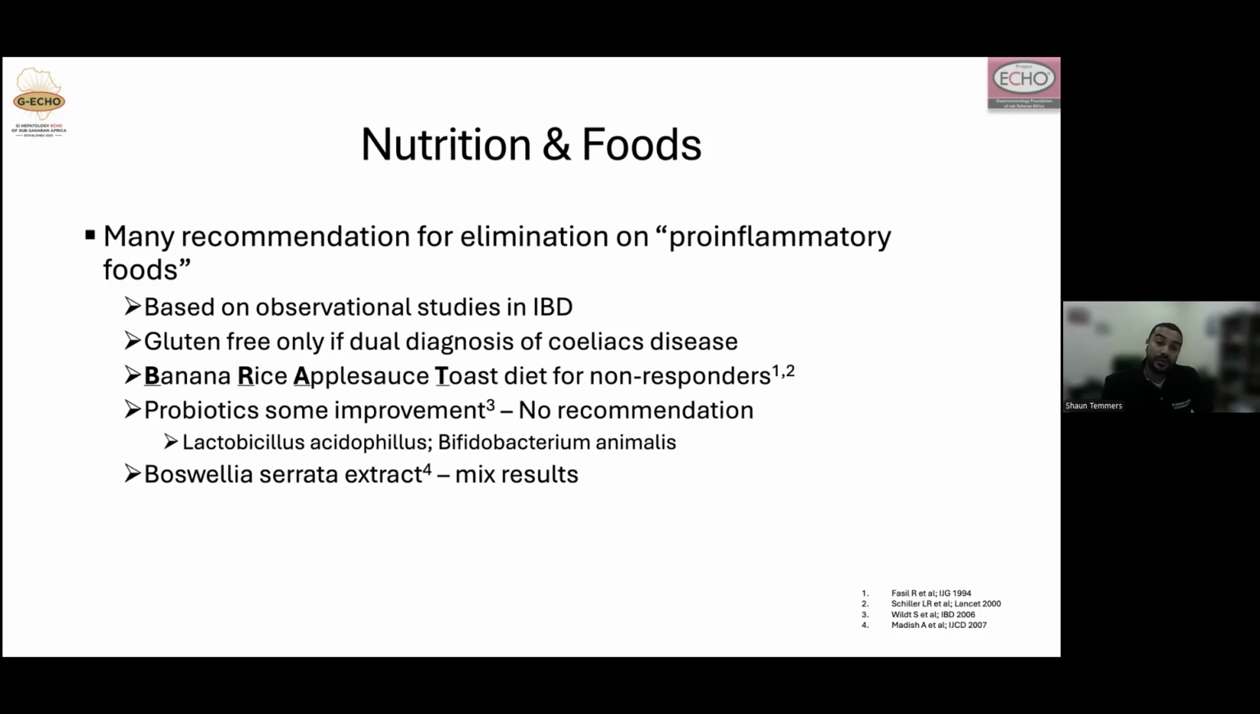Probiotics have shown some improvements, but currently have no recommendation. The probiotics that were trialed there were Bifidobacterium animalis and Lactobacillus acidophilus. Boswellia serrata extract has been trialed as an adjunct as well, but again, mixed results with some patients showing improvement, others showing no benefit when compared to placebo. So there's not enough evidence yet for a recommendation on these other therapies.